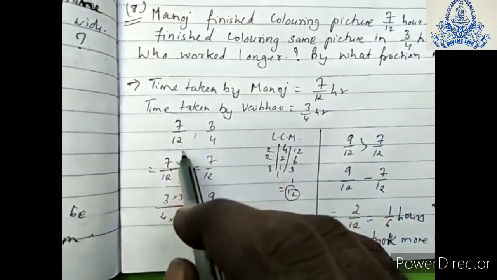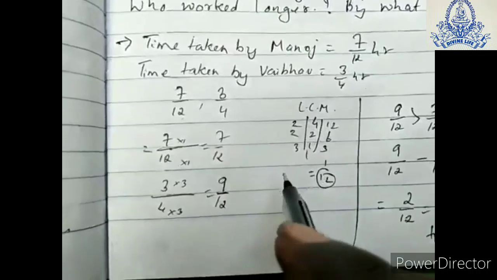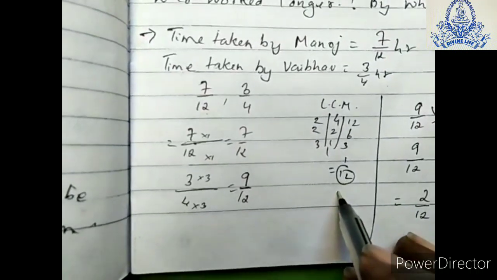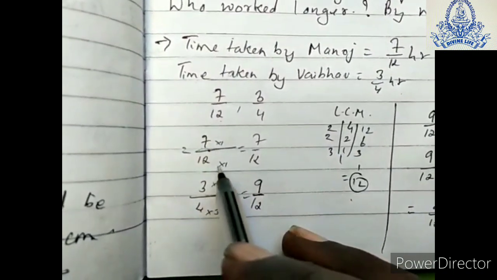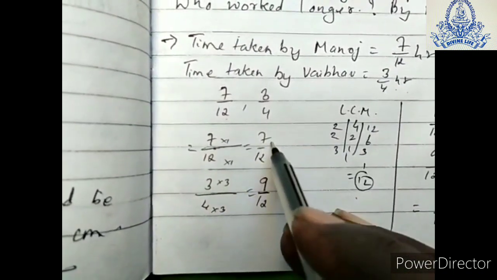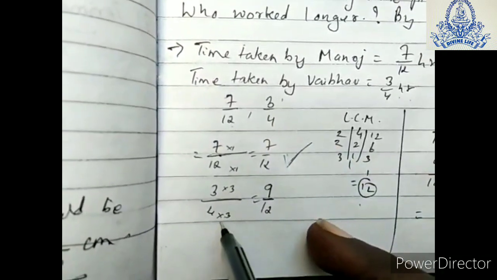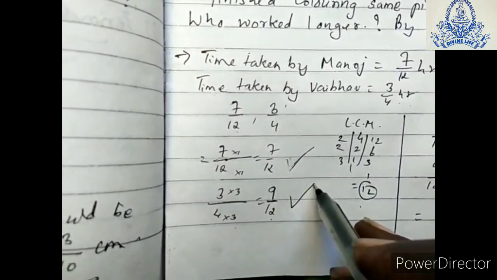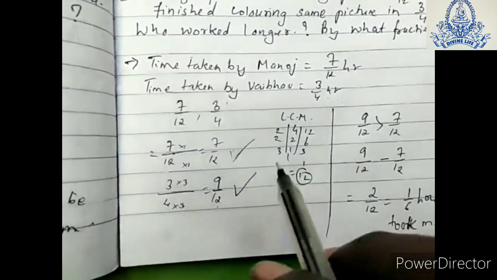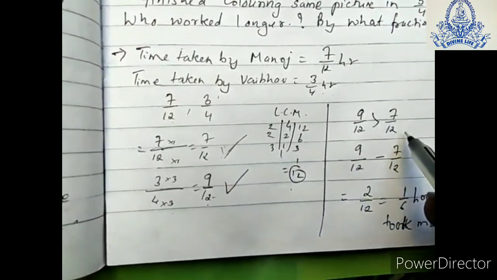So as we compare 7 upon 12 and 3 upon 4, we will take the LCM of 4 and 12, and we got the LCM is 12. 4 and 12 LCM is 12. So 7 upon 12, 1 12 is 12, it will be the same as 7 upon 12. Now we will take 3 upon 4, and 4 3s are 12, the same 3, 3 3s are 9 upon 12 it will take. So 9 upon 12 is greater than 7 upon 12 as we all know.